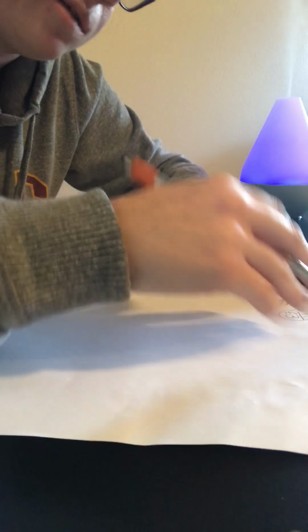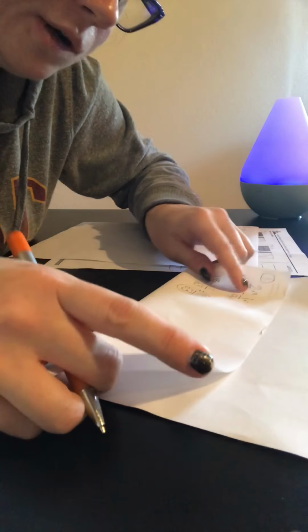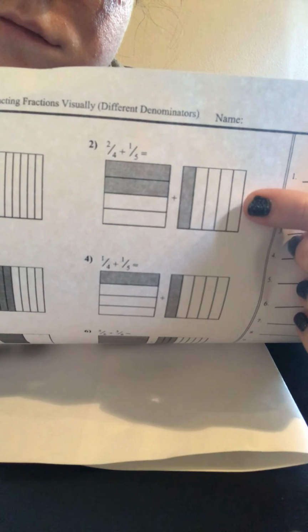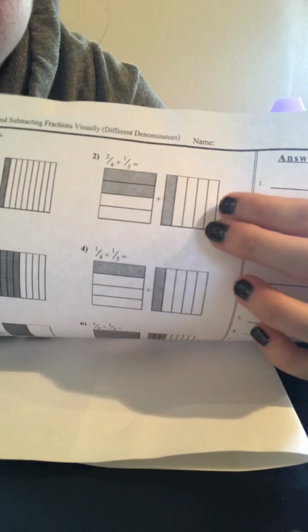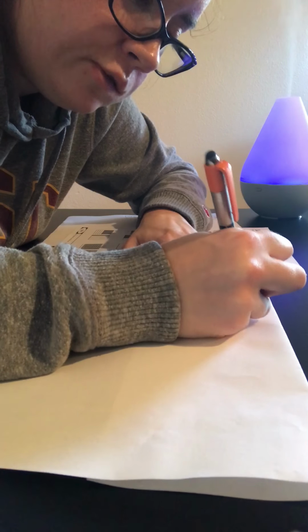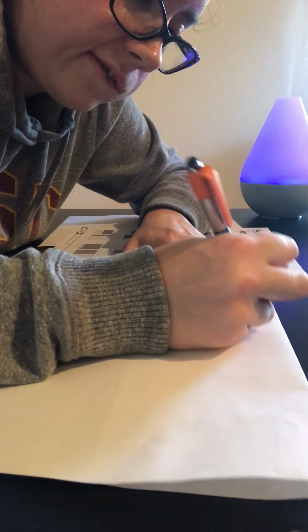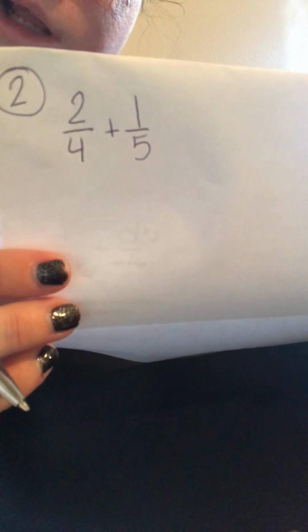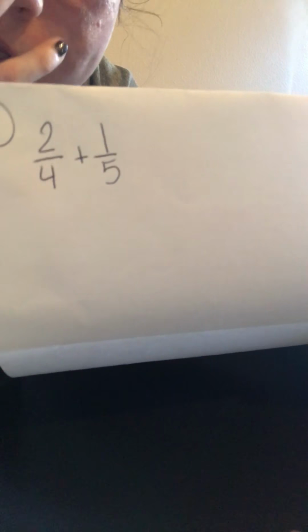Let's try another together. I'm going to try it further down on my paper. Hold my paper. Okay, number 2. We're working on this problem right here. This should look familiar to some other problems we've done before. Okay, so that's 2/4 plus 1/5. Oh, these are much prettier numbers to me, the smaller numbers. Way easier for my brain to wrap around.